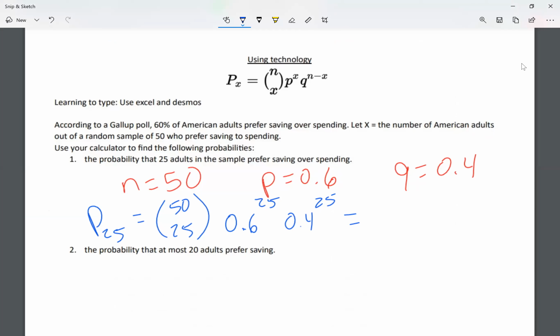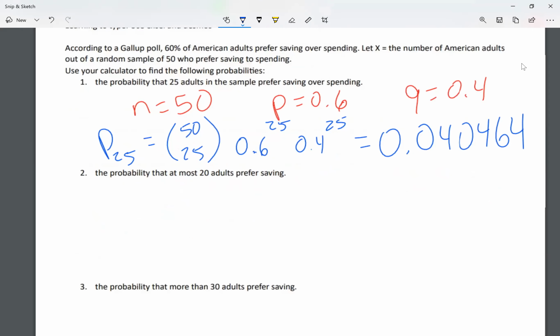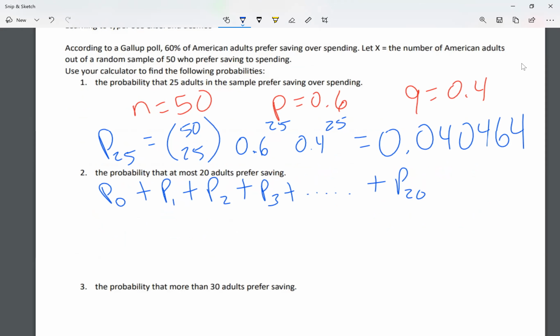So we said this is going to be 0.040464. Cool. Now, what's the probability that at most 20 prefer savings? Okay, now this is a loaded question. We have to do the probability of 0 plus the probability of 1 plus the probability of 2 successes plus the probability of 3, all the way to plus the probability of 20. So yes, we will have to do it 21 times if we do it by hand.